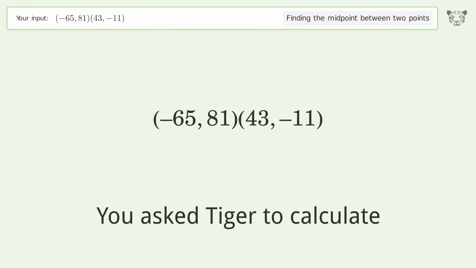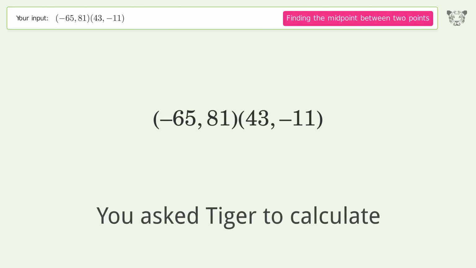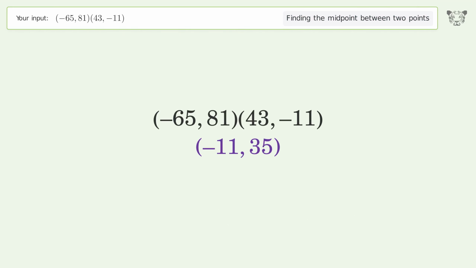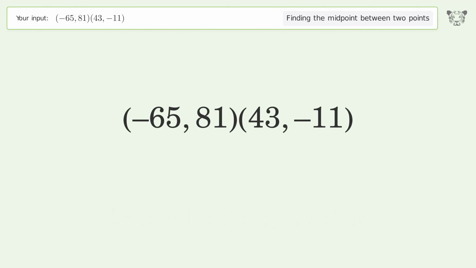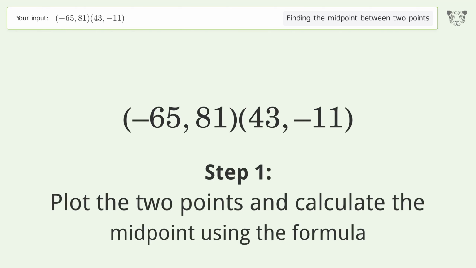You ask Tiger to calculate. This deals with finding the midpoint between 2 points. The midpoint between the 2 points is -11,35. Let's solve it step by step. Plot the 2 points and calculate the midpoint using the formula.